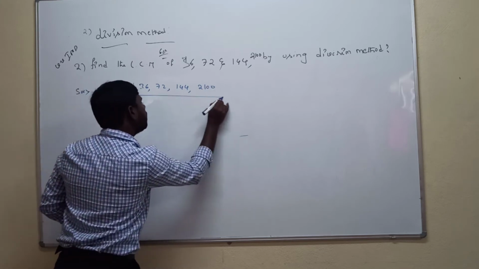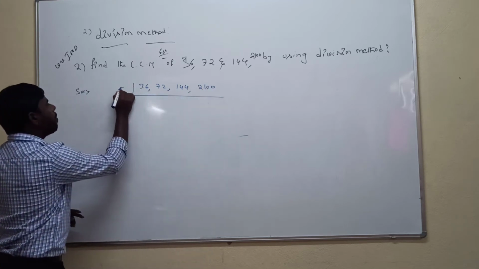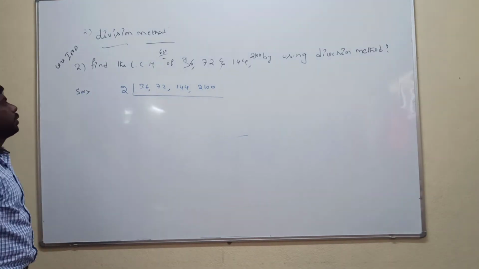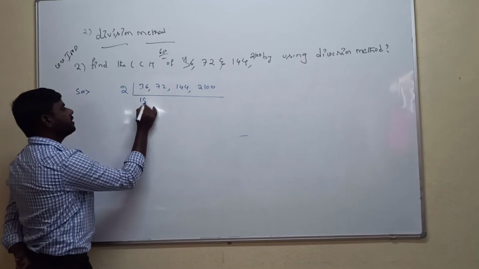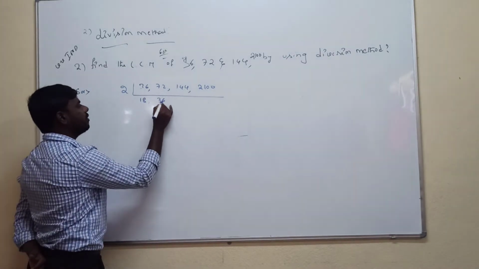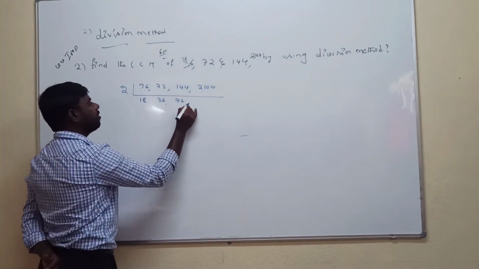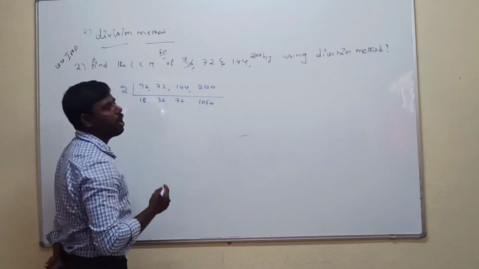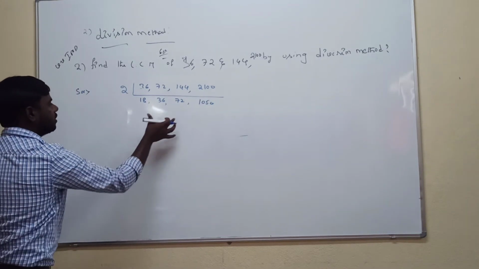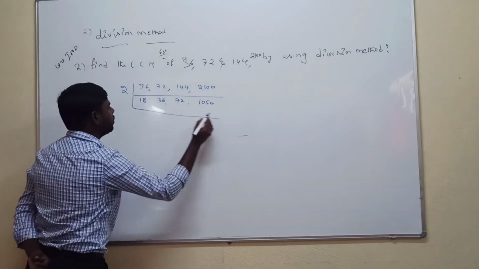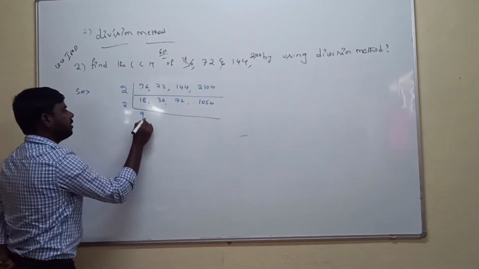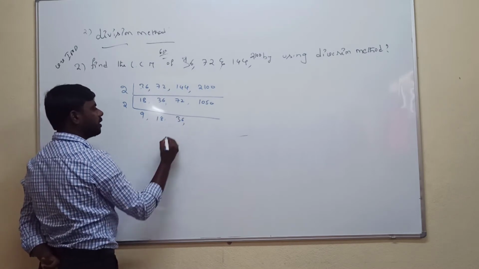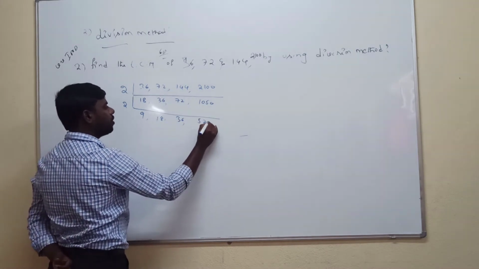Divide the given numbers by the common prime number. First we take the least prime number, 2. 2 18s are 36, 2 36s are 72, 2 72s are 144, 2 1050s are 2100. Again these are divisible by a common prime number. 2 9s are 18, 2 18s are 36, 2 36s are 72, 2 into 525.